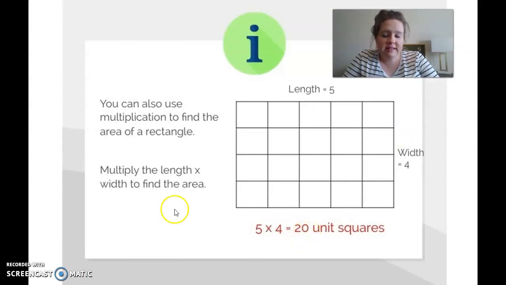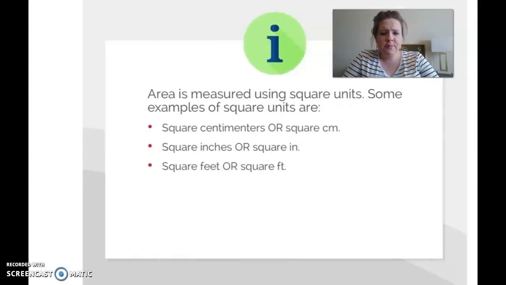Here you go. They did that same thing. You can also use multiplication to find the area of a rectangle. Multiply the length times the width to find the area. The length is 5. The width is 4. 5 times 4 equals 20 square units. 20 units squared. All right.